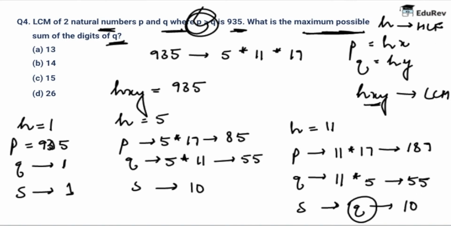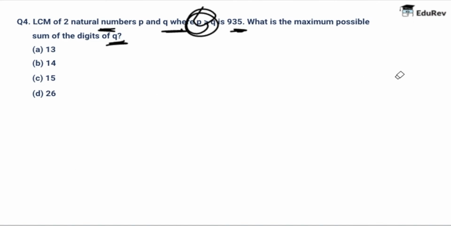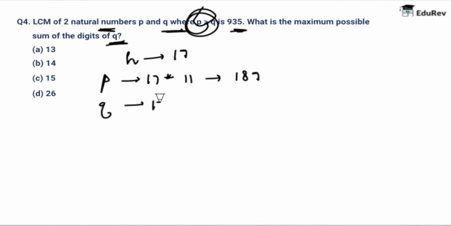Similarly, I'm going to write other stuff again because we need to calculate for h equals 17 as well. So for that, let me just erase. Alright, so now if h is equal to 17, then p is 17 times 11, that is 187, and q is 17 into 5, that is 85. So the sum of the digits of q is going to be 13.